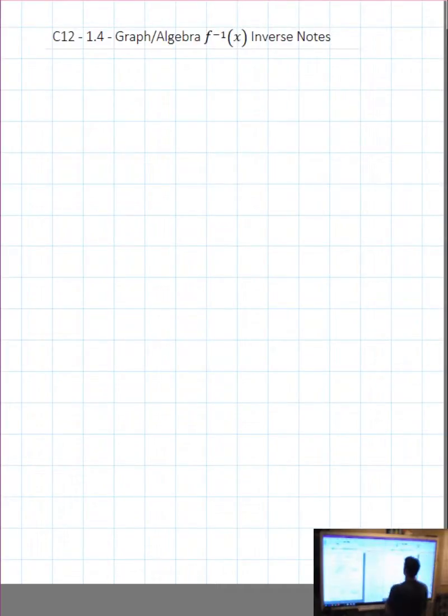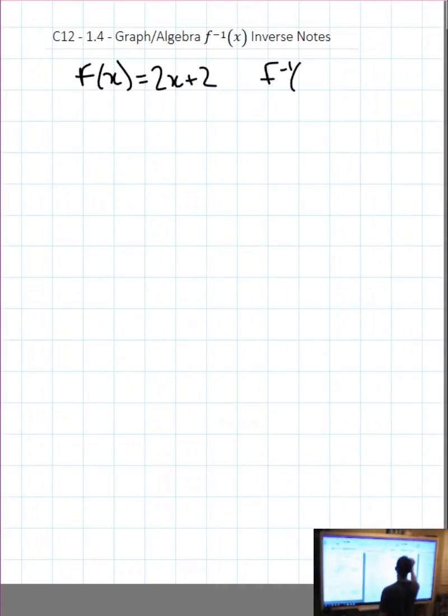So from the last section of the video, we saw that if we have f of x is equal to 2x plus 2, its inverse function, f inverse of x, is equal to 1/2 x minus 1 by switching x and y and doing all the algebra. Now we're supposed to check our answer.